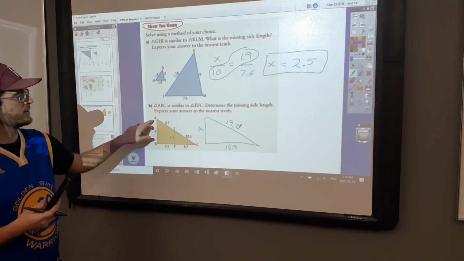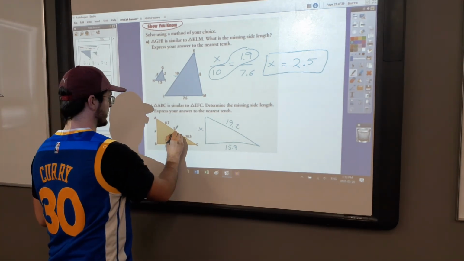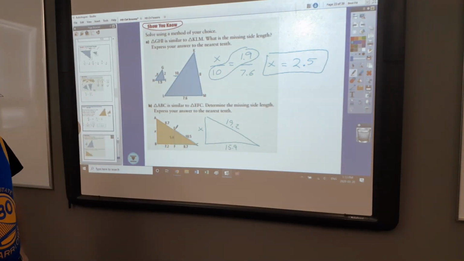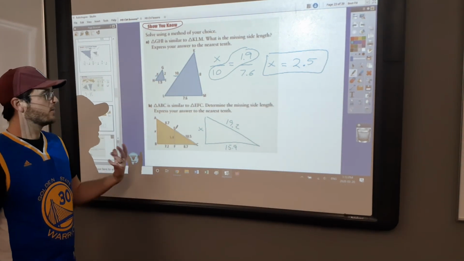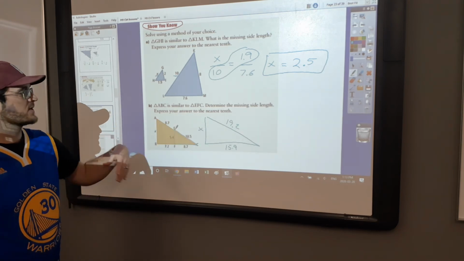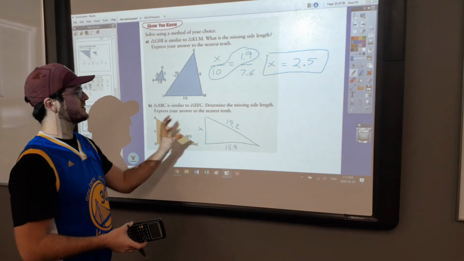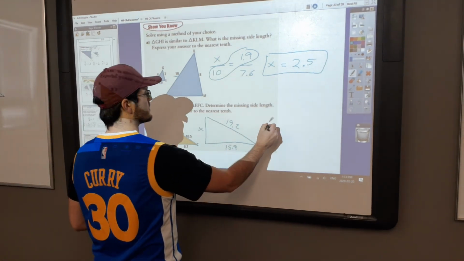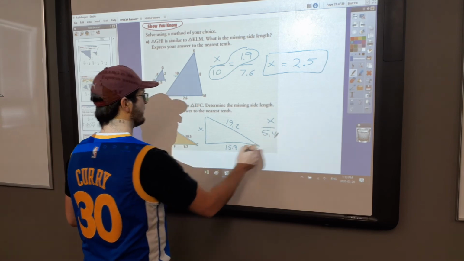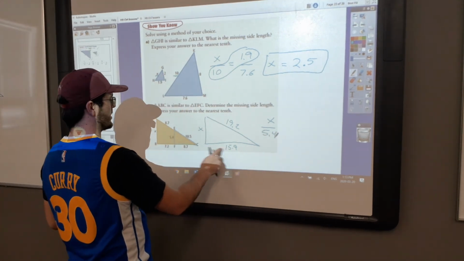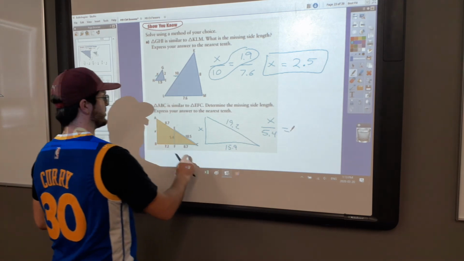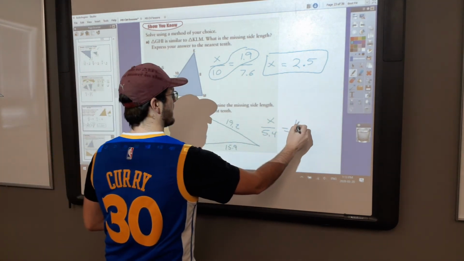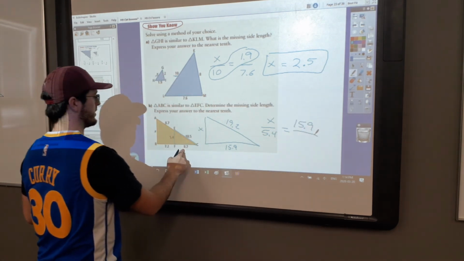So I've just drawn the big triangle separately. Then I have my small triangle here. And these two, it tells me, are similar triangles. So then determine the missing side length. So now that I've filled it out like this, I can do the exact same thing as if I had two separate triangles. I just have to take the corresponding sides. So x over 5.4. And I'm just going to pick one of these. I don't need to use both. I just need to pick one. I'll take 15.9 on the bottom with 8.7.